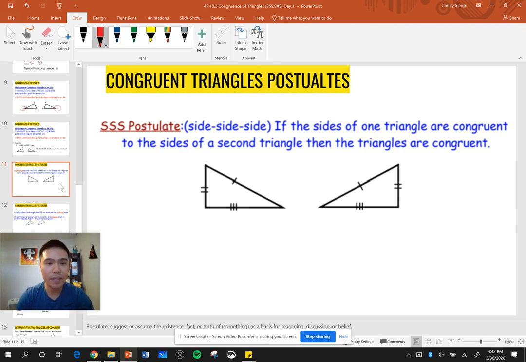So with triangles, if I have two congruent triangles, I can say that if the sides of one triangle are congruent, so notice those dashes again, 1, 1, 2, 2, 3, 3, right?